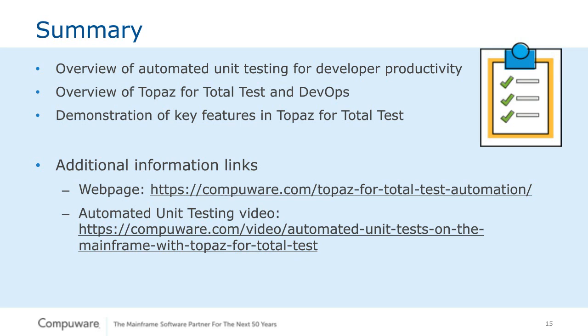Okay, in summary, we had an overview of automated unit testing for developer productivity. Yvette led us through an overview of Topaz for Total Test and how that relates to agile development and DevOps. And then we had a demonstration of the key features of Topaz for Total Test. So if you are looking for additional information, there are some links on the slide that will take you to a web page and a video that goes into additional depth on Topaz for Total Test.